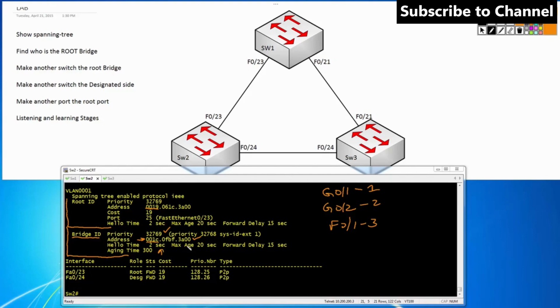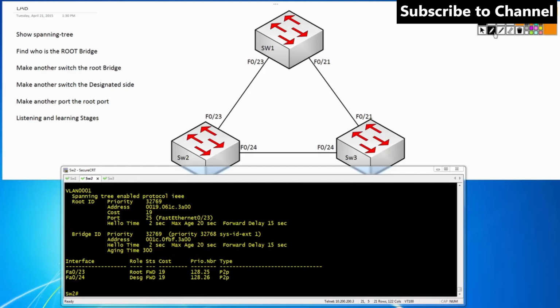My hello timers of 2, 20, and 15 are sitting right here, but it learns these numbers from the root bridge. You can change these numbers and you can see the numbers are changed, but it's not going to obey these numbers here. It obeys these numbers up here, what the root bridge says.